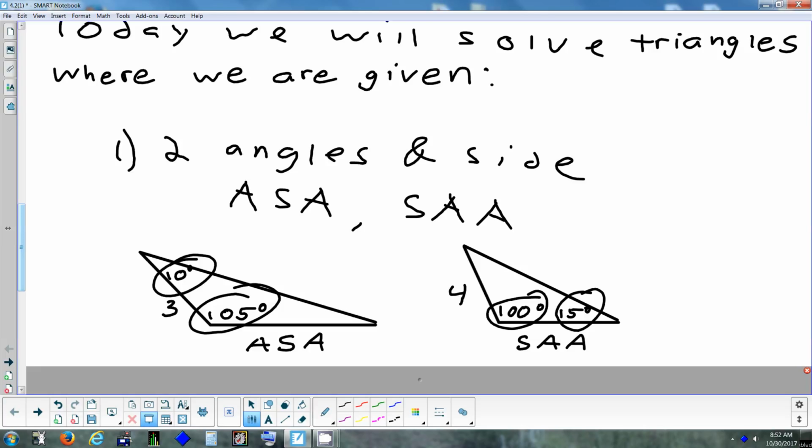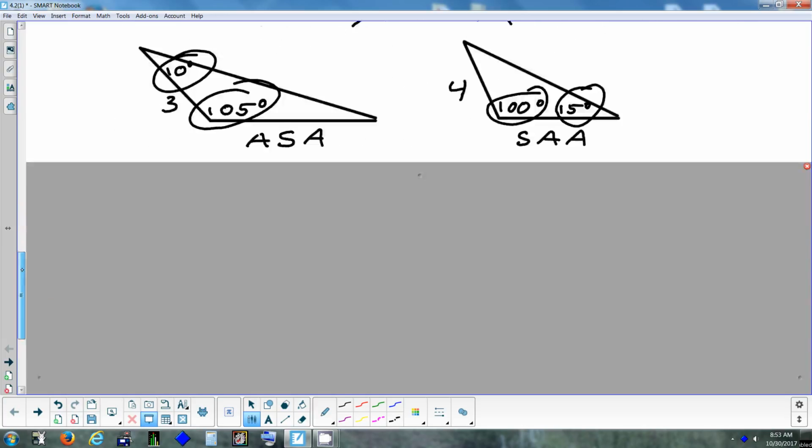And you can write these forwards or backwards. If you write AAS when we're talking about something, that's fine. ASA, obviously the same, forwards and backwards. So that's one case we'll look at. Two angles and a side case.